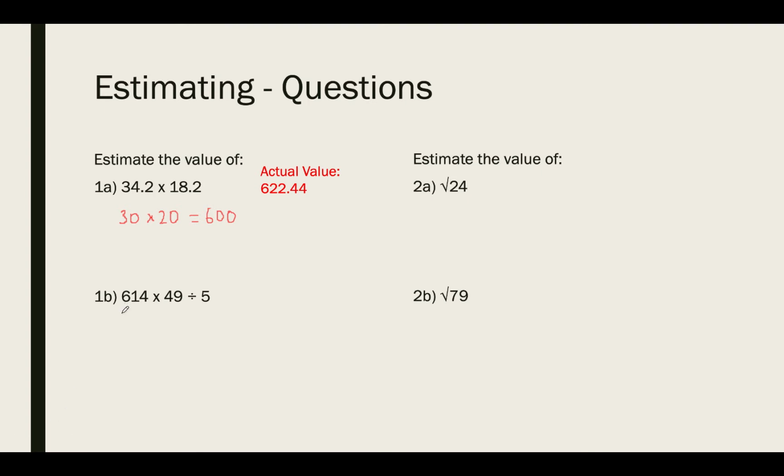So let's have a look at question 1b. So 614 to one significant figure is 600. 49 to one significant figure is 50. And 5 is already one significant figure, so we can leave 5 as 5. Now remember, BODMAS, we actually have to complete the division first. So 50 divided by 5 is 10. And so we're left with 600 times 10. And our result is 6,000.